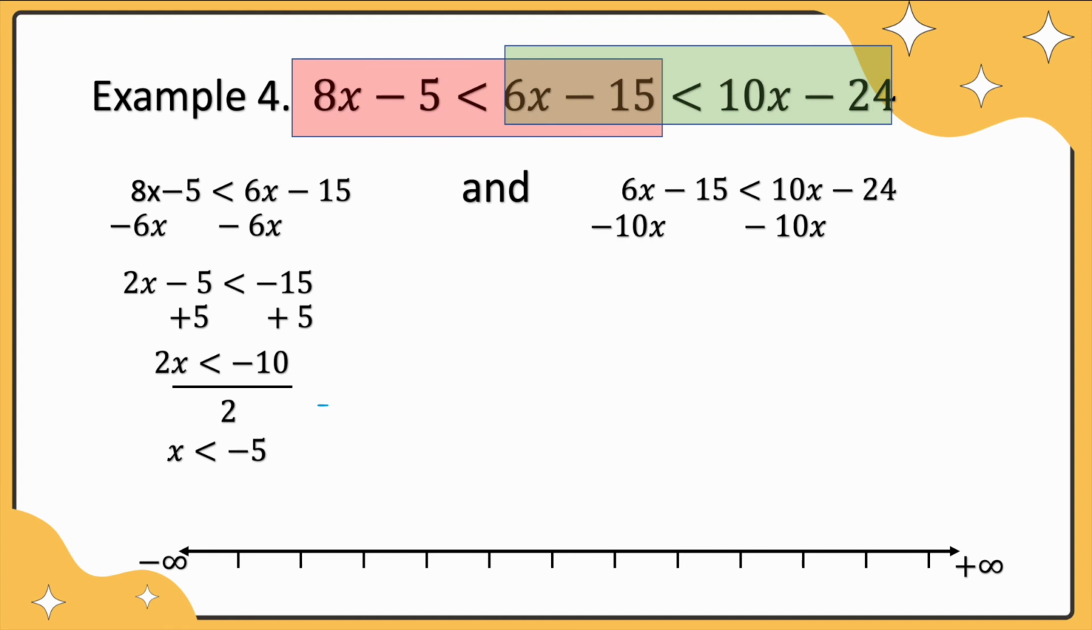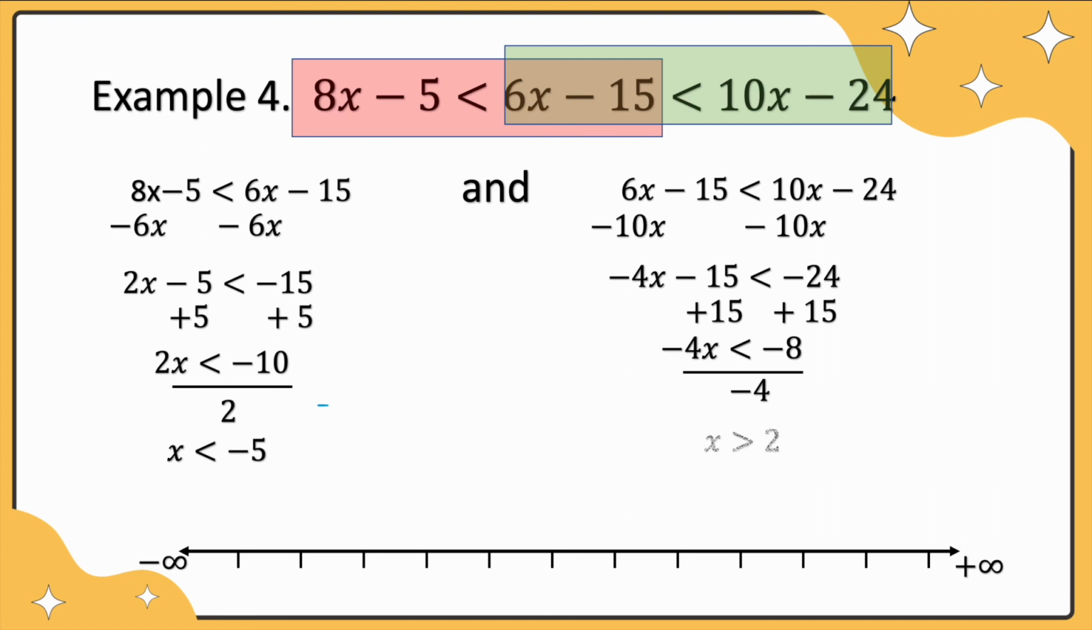So let's solve the second part of the inequality. Again, you eliminate x terms from the right side, so you add negative 10x on both the sides. So you get negative 4x minus 15 less than negative 24. Then isolate the x term on the left side. So eliminate negative 15 by adding a positive 15. You get negative 4x less than negative 8. Again, isolate x by dividing it by negative 4. And the sign flips because you're dividing it by a negative value. You get x greater than 2. So that is the second part of this solution.